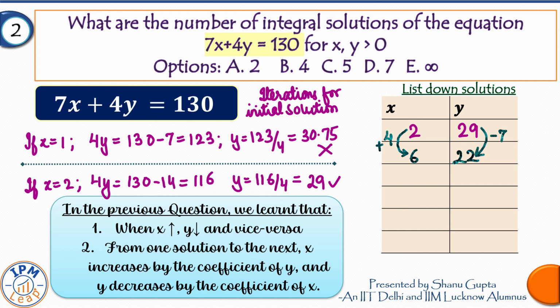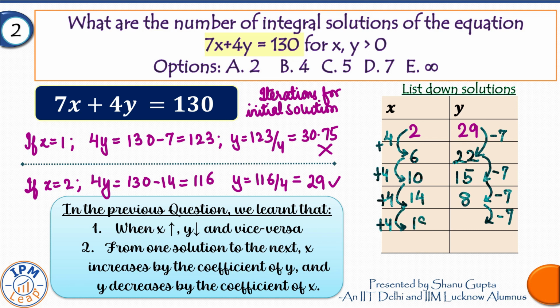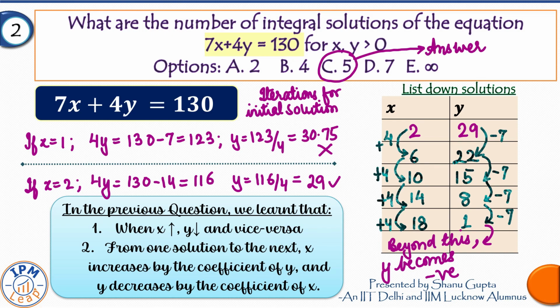(6, 22), (10, 15), (14, 8), and (18, 1) are the other solutions. We need not increase x further as y will become negative. So, there are how many solutions? There are 5 solutions for this question.